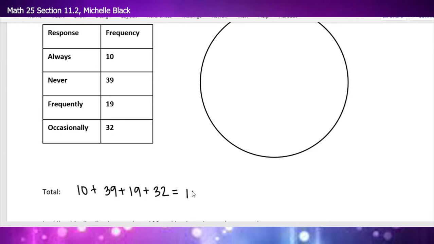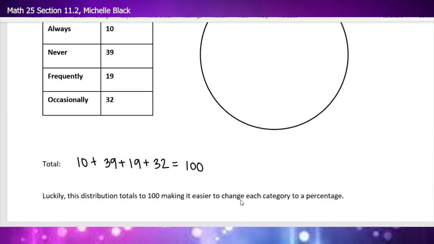And conveniently, this adds up to 100. And the reason I say this is convenient is because one way that you can break up your circle is to think of it as the whole thing being 100%, and I can turn all of my responses into a percentage out of the entire circle.